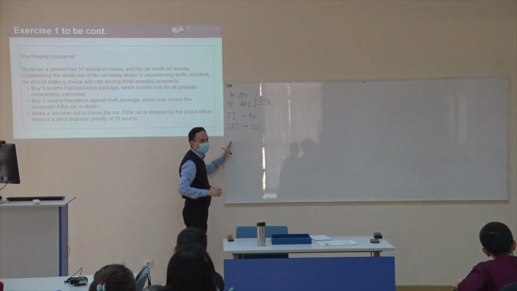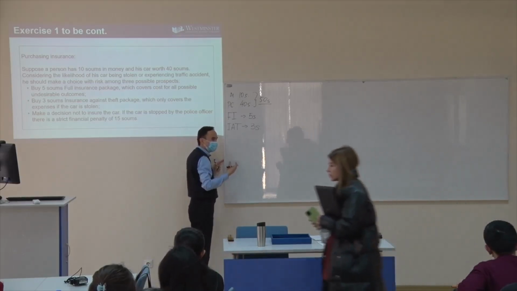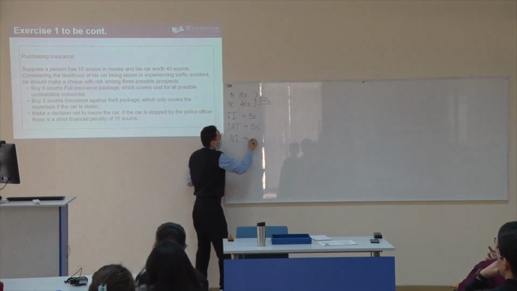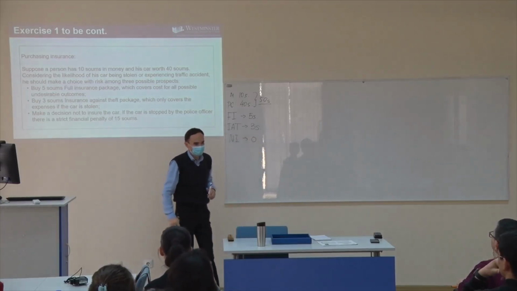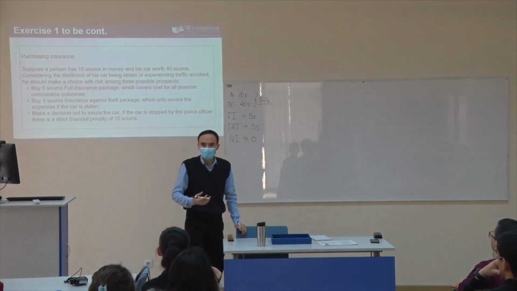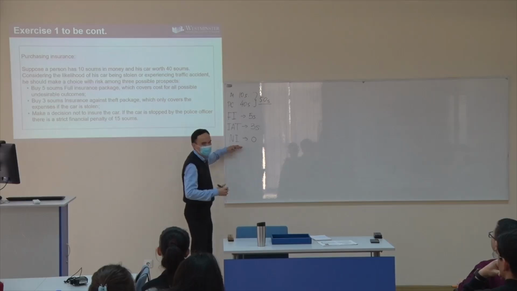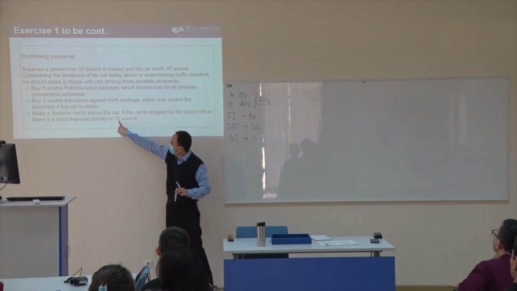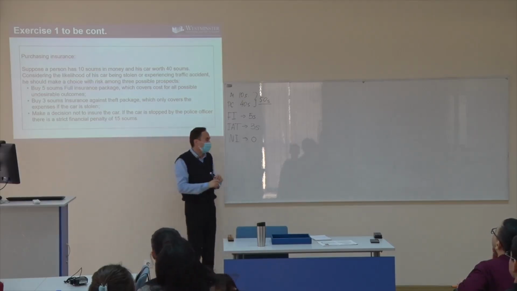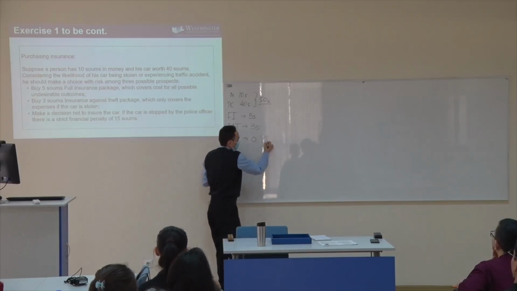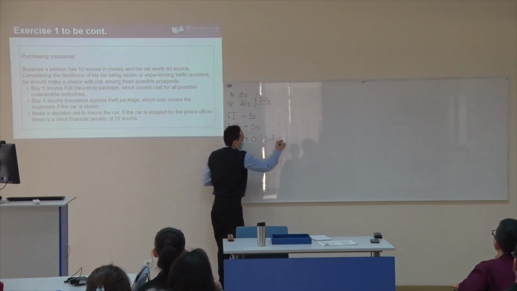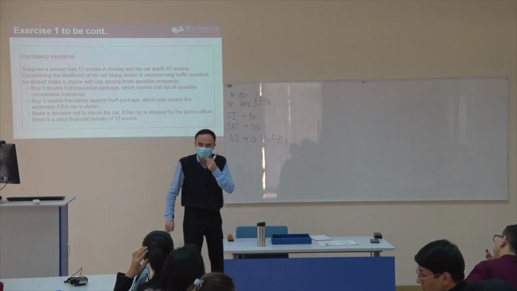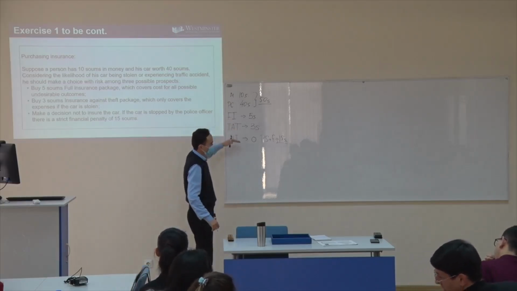And another option, third option, if I decide not to buy insurance, no insurance, then it means I don't have to pay anything. But there is one problem with buying no insurance, because driving without insurance is illegal. If police stops me, what is the fine? 15 sums, okay? So if police stops, then the fine is 15 sums, which is quite a significant amount of money, okay? So now we have these three cases.